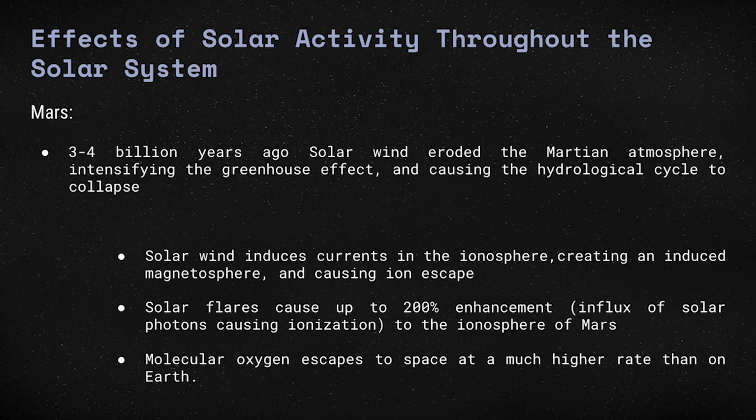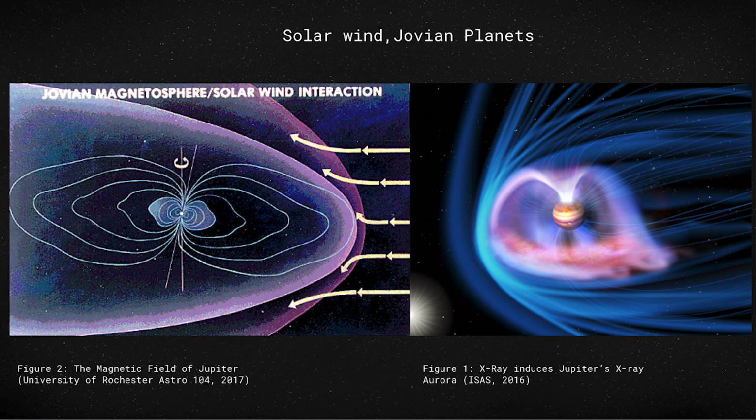Solar flares cause up to 200% enhancement in the ionosphere of Mars, which is the influx of solar photons causing ionization. During a flare, Mars's atmosphere heats unevenly, and the hottest parts of the thermosphere and ionosphere interact with each other. Molecular oxygen then escapes to space at a much higher rate than on Earth. Saturn and Jupiter have well-developed magnetic fields like Earth, and are therefore much less affected by solar wind than planets like Venus or Mars.